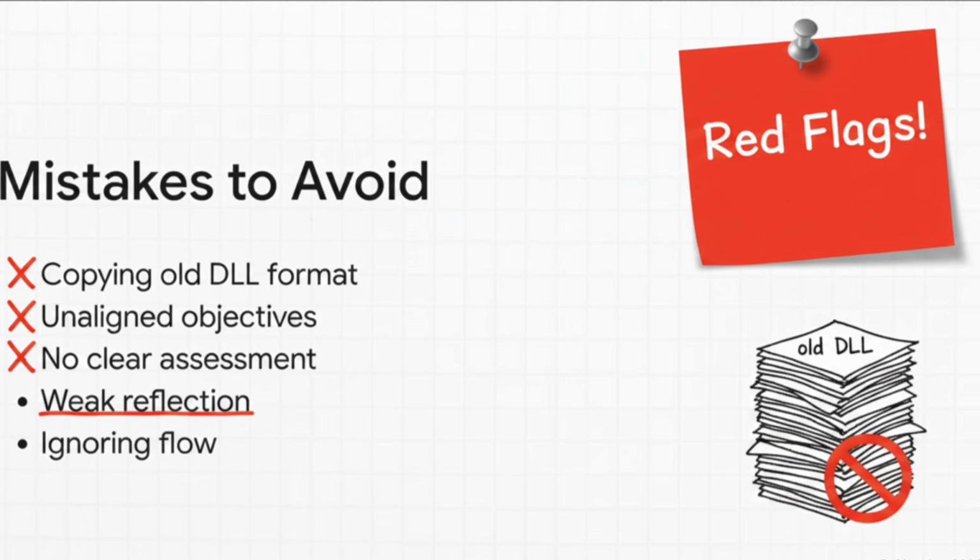Another trap is writing objectives that aren't perfectly aligned with your chosen competency. Also, watch out for piling on too many activities that lack a clear purpose, or completely forgetting a clear formative assessment at the end. Avoid weak reflection questions, and make sure your lesson actually flows logically. And listen, you are completely capable of avoiding every single one of these.